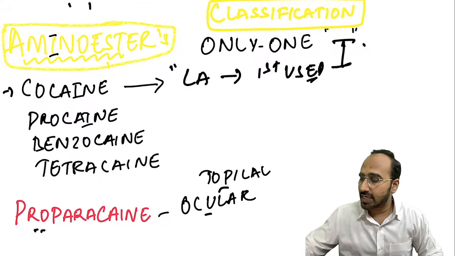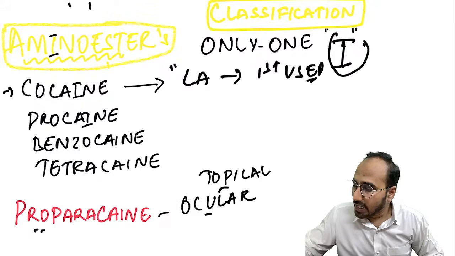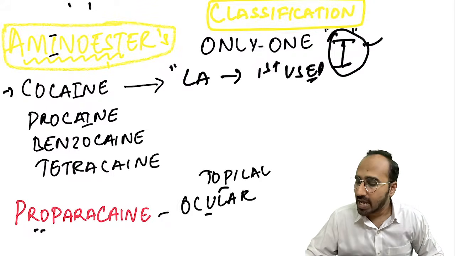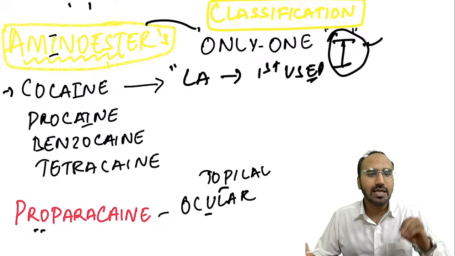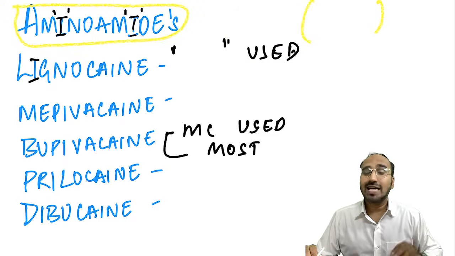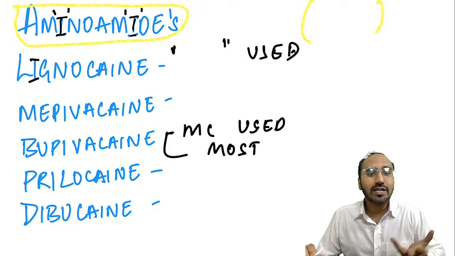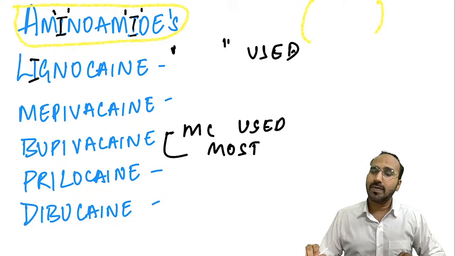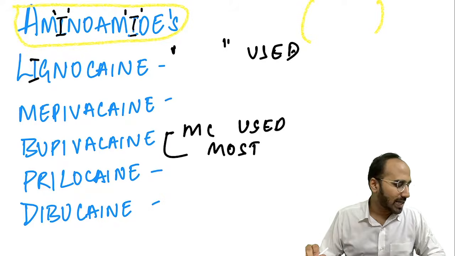But the most important thing is what? If any local anesthetic has one I, it is an amino ester. How will you remember? Amino ester has one I. All the drugs of amino esters, all the daughters and sons of amino ester, will also have one I. Whereas amino amide has two I's. So all the family of amino amide will have two I's. What are the examples of amino amide? Lignocaine, mepivacaine, bupivacaine, prilocaine and dibucaine.